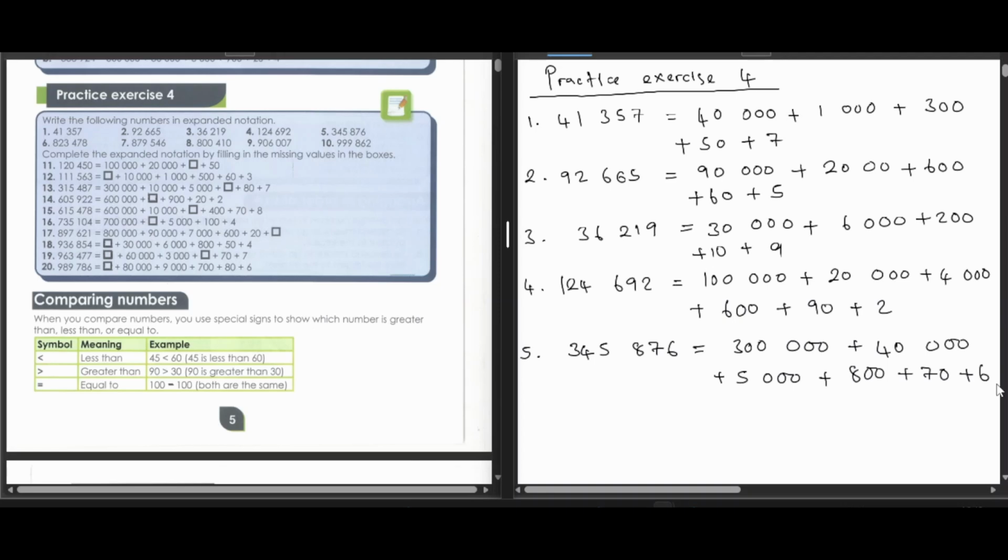So I hope you are seeing what we are doing. We start by writing 3 to replace the other digits with zeros, then in succession we write 4 to replace the others with zeros, then 5, 8, 7, then lastly we write 6. Number 6, 823,478 is equal to 800,000 plus 20,000 plus 3,000 plus 400 plus 70 plus 8, like that.